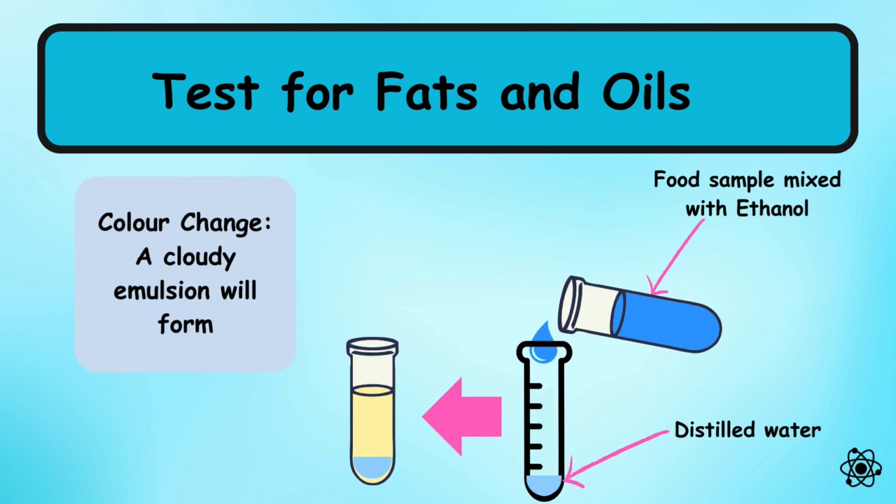So, if we want to check if a food sample contains fats or oils, we must mix the food sample with ethanol, and then we must add that to some cold water. If the food sample contains fats and oils, a white cloudy emulsion will form.